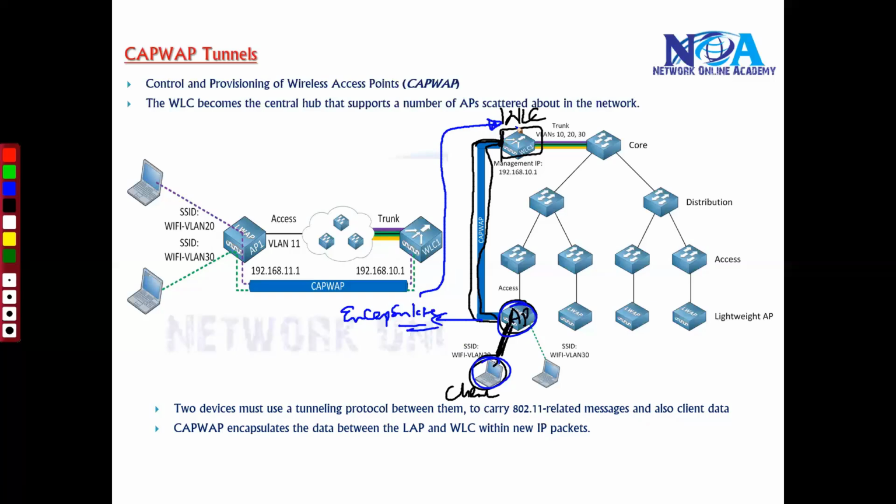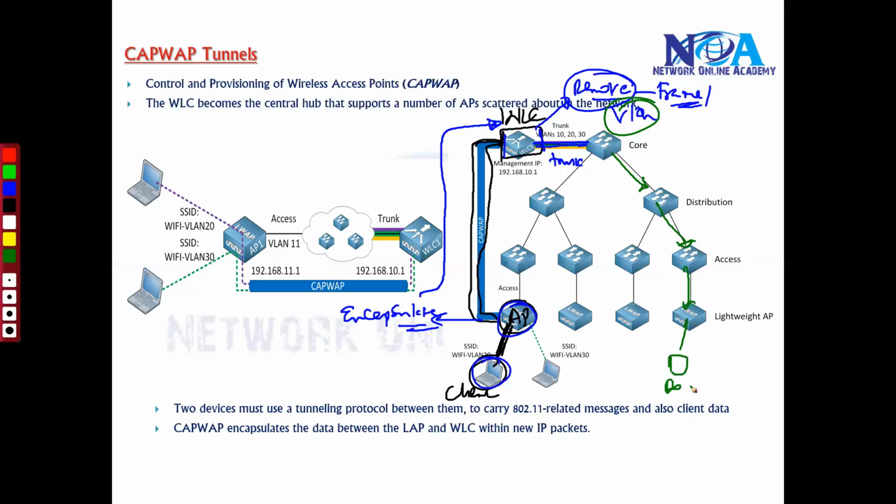Once it reaches the WLC, the WLC is going to remove the CAPWAP encapsulation. Then it is going to examine the frame, identify the device based on the MAC address, the same as normal switching, and identify the VLAN. Then it forwards over the trunk link to the respective VLAN, and based on that it will reach a specific destination. Let's say this is my destination.